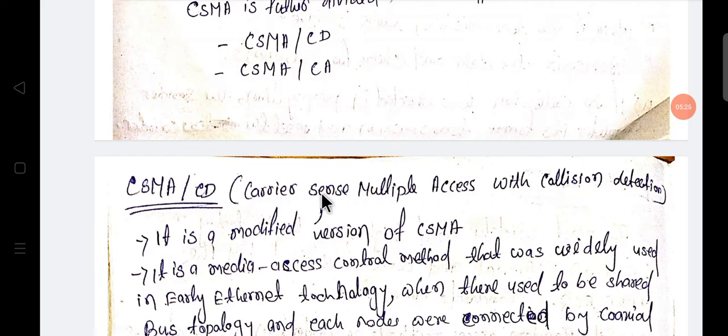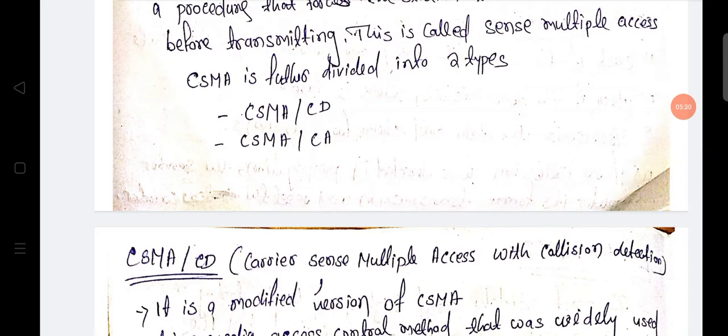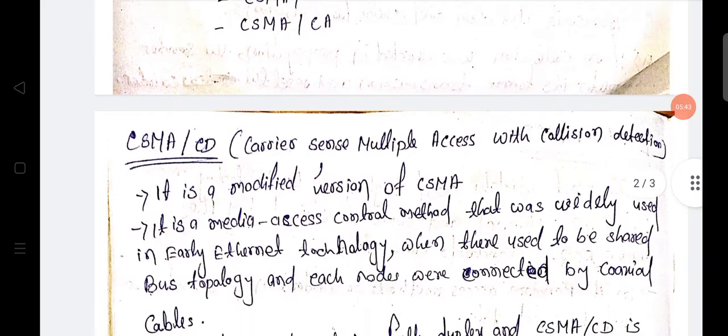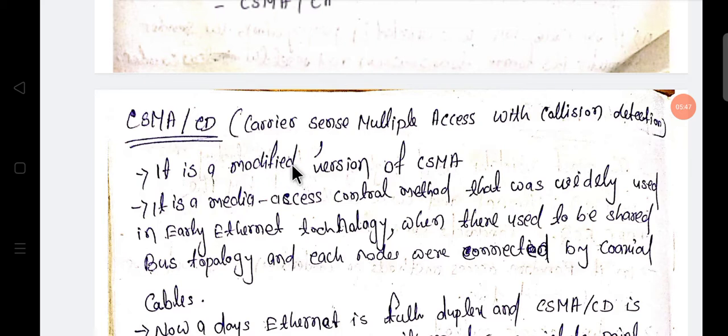Carrier sense multiple access with collision detection is a modified version of CSMA. It is a media access control method that was widely used in early Ethernet technology, when there used to be a shared bus topology and each node was connected by coaxial cable. At that time this method was used.